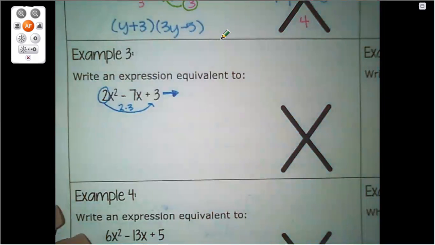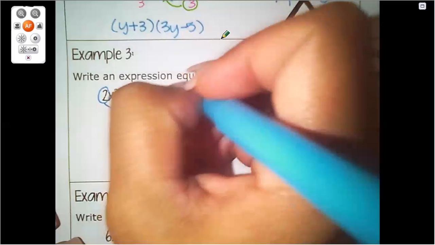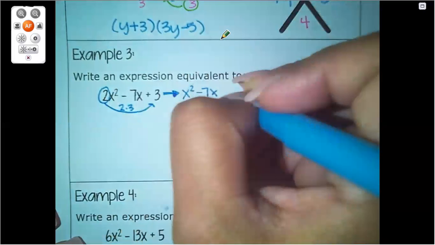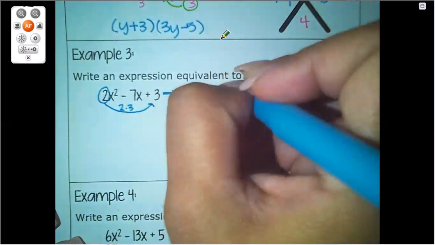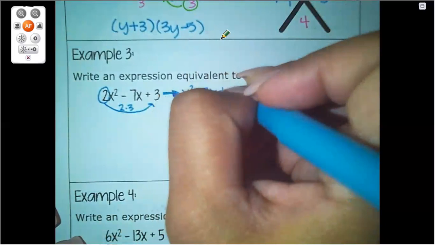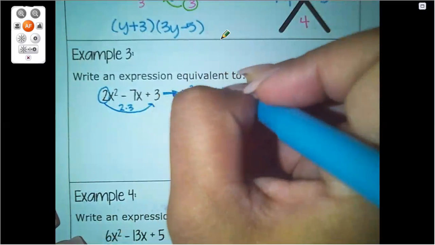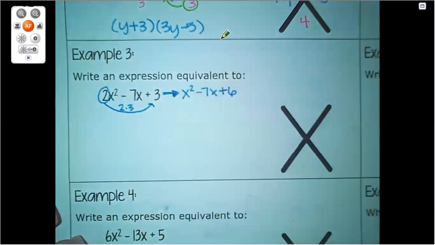So we're going to kidnap Colton. 2 times 3. It changes our equation to x squared minus 7x. And 2 times 3 is? See, that's why we're kidnapping Colton, because he doesn't know what 2 times 3 is. What's 2 times 3? I heard somebody say 5.